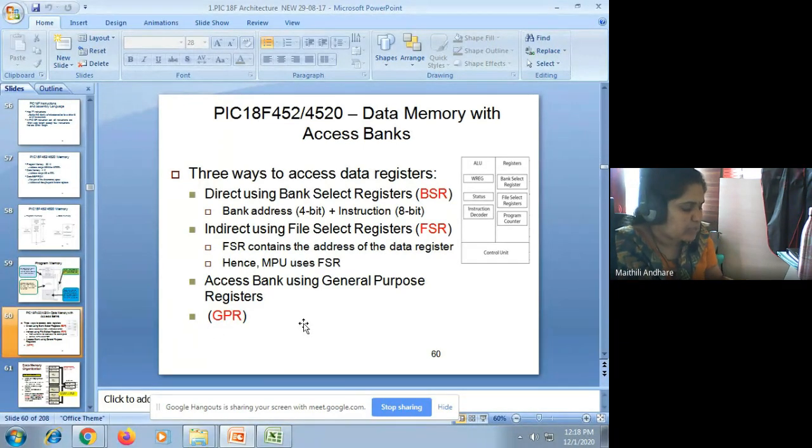As far as the 8051 is concerned, data memory is nothing but your RAM, the internal RAM organization. There the banks are available, and we can directly access by selecting a particular bank. But here, the three ways to access the data memory are available in the PIC microcontroller. We will see them one by one.